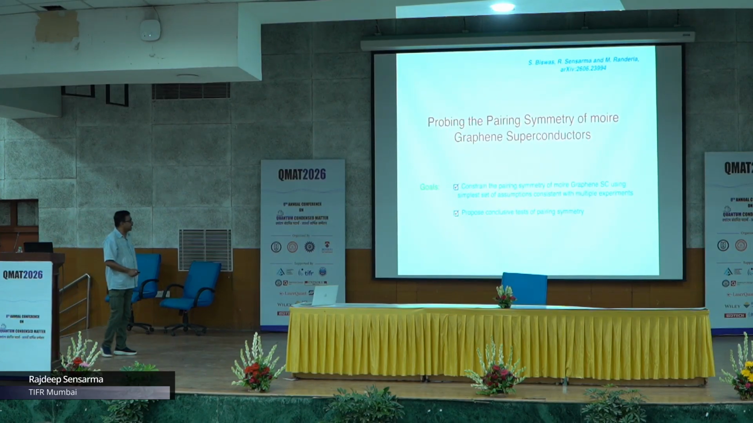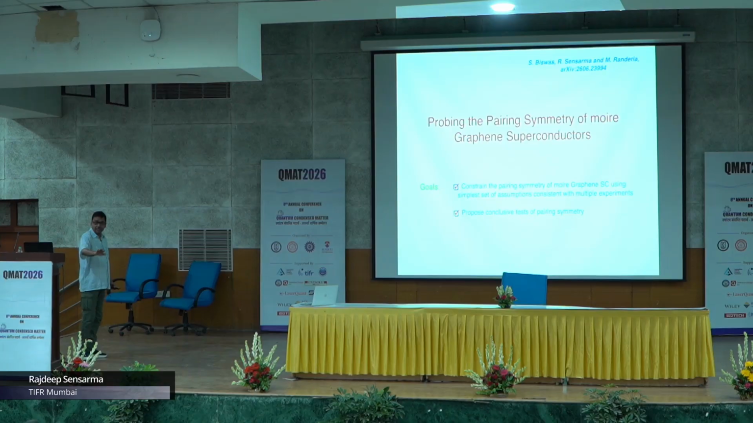But let me go to the second part, which I'm right now more excited about because this is something we have been working on very recently. And this is the idea: can we probe the pairing symmetry of Moiré graphene superconductors? The goal of this work is, can you constrain the pairing symmetry of the Moiré graphene superconductor given what you know from the experiments and a little bit of theory? Okay? But again, there's a lot of theory.